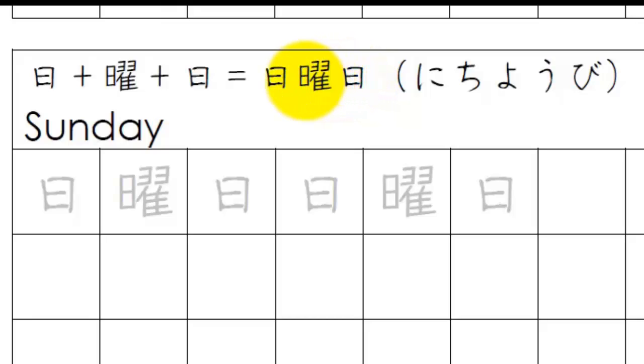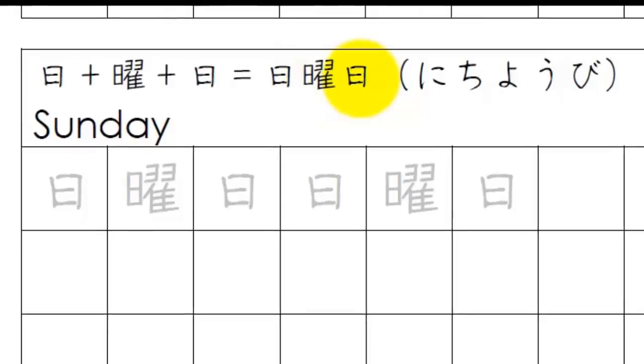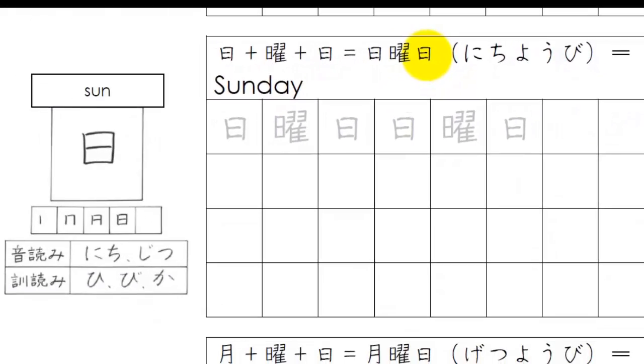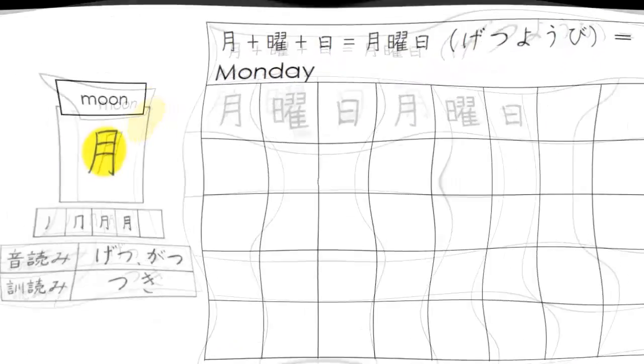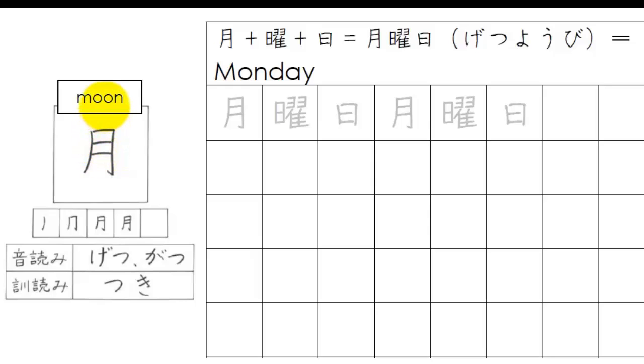Okay, we're now going to have a look at the other day kanji, and they're all going to end with the same two characters, yobi, which you already know. So let's go down and check Monday. This is the character that we're going to use for Monday. It means moon. Let's have a look at the English for Monday.